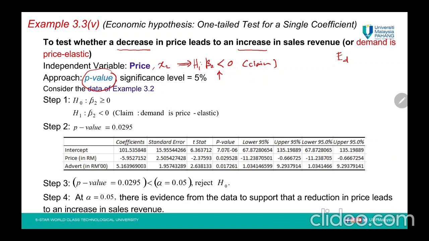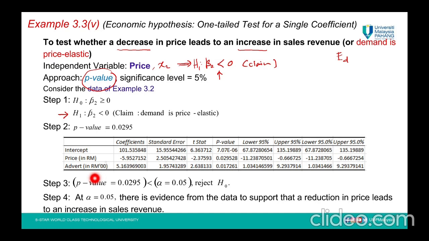Okay, so by using the p-value approach, there are 4 steps of hypothesis testing. As usual, the first step is to construct the hypothesis, and the claim here is under H1. So the statement for H0 will be beta 2 greater than or equals to 0. So now we complete step 1. Okay, we go to step 2.